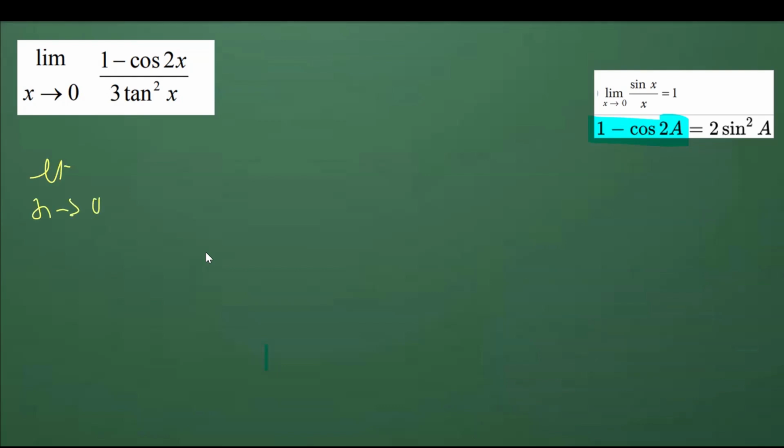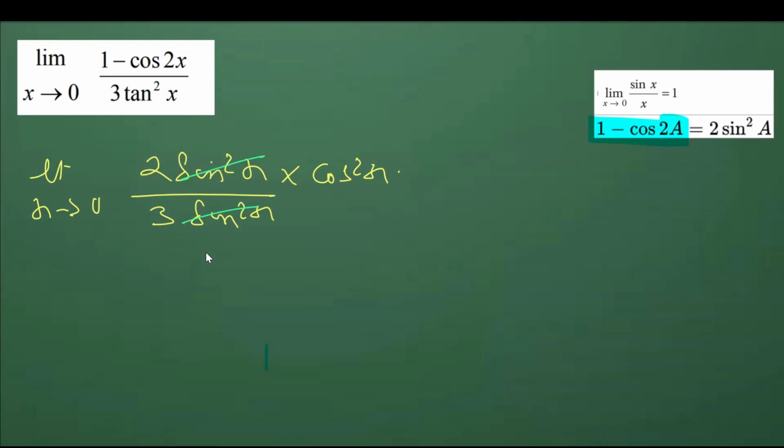1 minus cos 2x can be written as 2 sine square x. And there is a 3 over here. What I can do is write tan square x as sine square x divided by cos square x. Let's understand what I'm doing here. I'm writing tan as sine over cos. So I can write this as sine square x divided by cos square x over here. Right, so you can see that this gets cancelled.